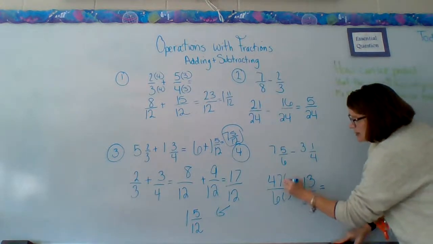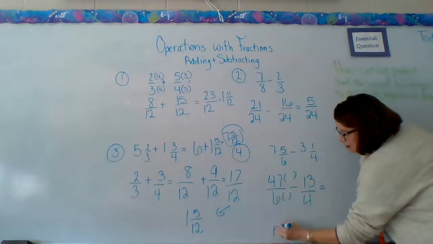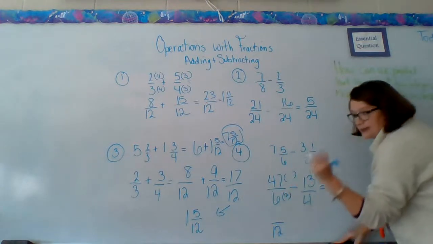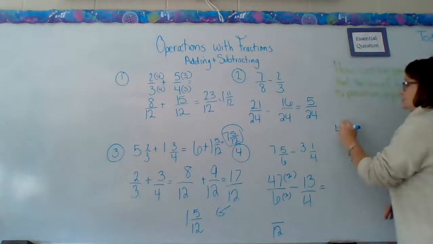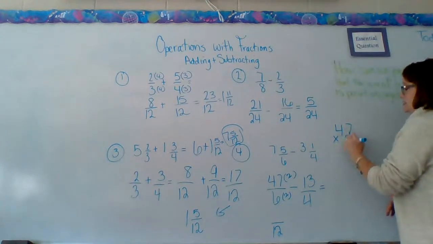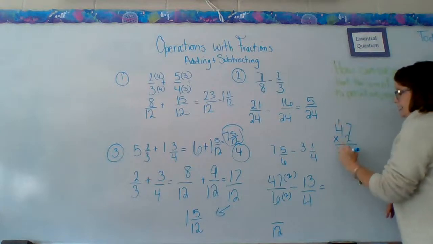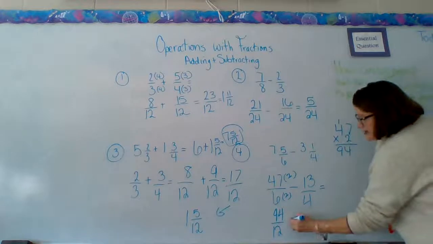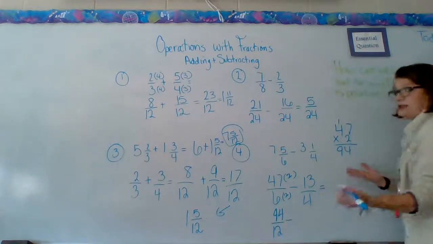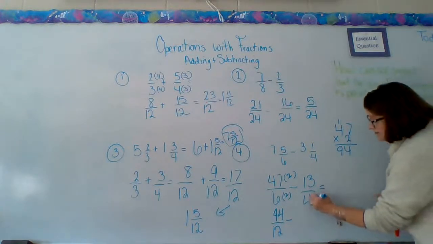I can make my denominator 12 here by multiplying 6 times 2, which means I'm only multiplying 47 times 2, which is a little bit easier. I get 94. And then I'm going to do 4 times what to get 12, and your answer would be 3.